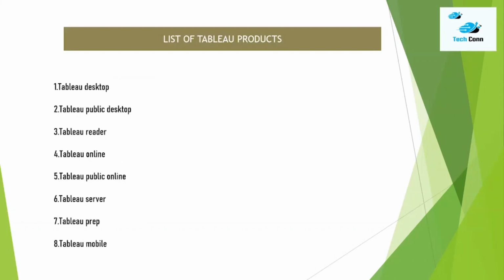Now we will discuss the list of Tableau products. Those are Tableau Desktop, Tableau Public Desktop, Tableau Reader, Tableau Online, Tableau Public Online, Tableau Server, Tableau Prep, and the last one is Tableau Mobile.